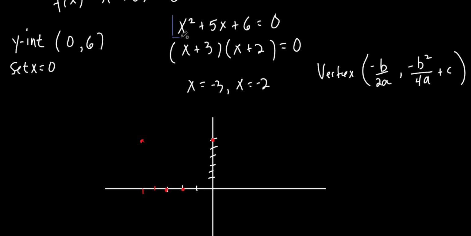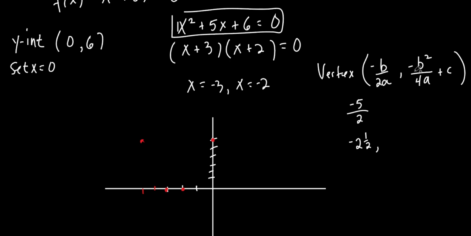So this is your A, B, and your C. So what is your A? It's 1. What's your B? 5. What's your C? 6. So it's negative B, so it's negative 5 over 2 times A, which is just 2. Now, see, this doesn't come out super pretty, but that's okay. What is negative 5 over 2? Negative what? 2.5. All right?